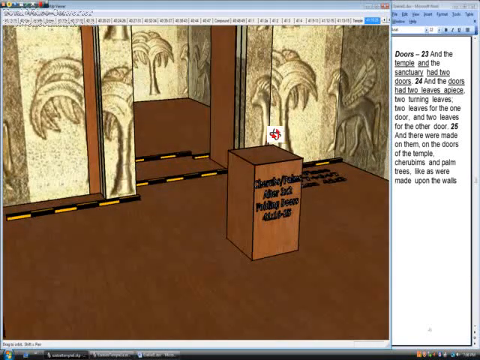The doors, both the sanctuary and the temple have 2 doors. This is the sanctuary door. It has 2 doors, one on this side and one on this side. And the doors have 2 leaves apiece, so 2 folding leaves here and 2 folding leaves here. And they have the cherubs and palms on them as well.